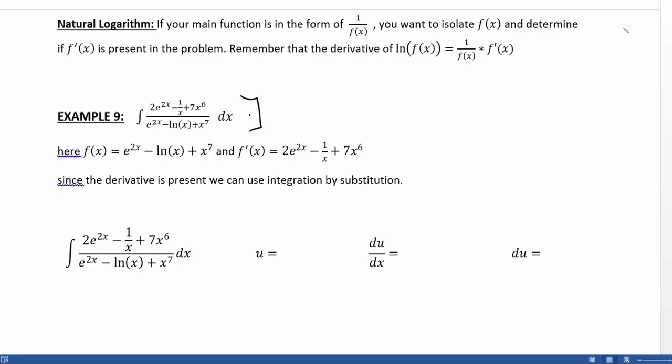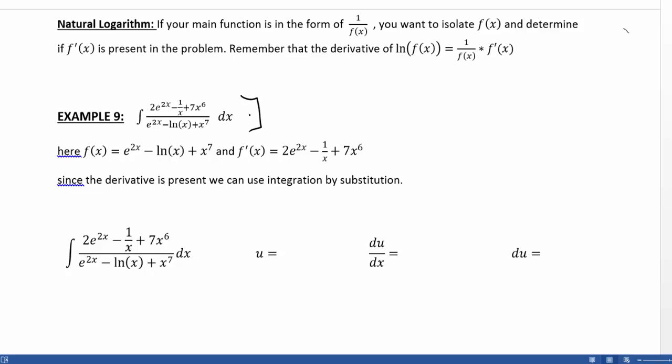That's a key tip-off that we're probably doing integration by substitution, and that this function was probably the result of taking the derivative of the natural log. So we look at the denominator, which is e to the 2x minus the natural log of x plus x to the 7th. We then find the derivative and see if that's also in our problem. So here we have 2e to the 2x minus 1 over x plus 7x to the 6th as the derivative. Notice that that is what's in the numerator of this problem. Since that derivative is present, this is a good candidate for integration by substitution.